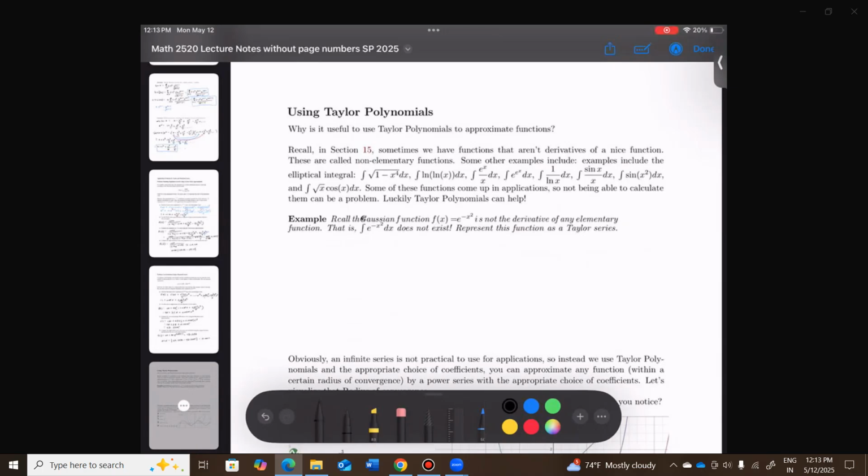Some of these functions do come up in an application, so not being able to calculate them can be a problem, and so that's why we will use Taylor polynomials. I have taken a couple classes that deal with difficult mathematics, and usually that's what we do: end up using some kind of Taylor series or some kind of other series to find a solution.